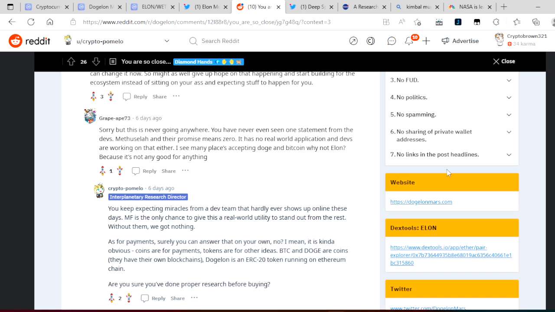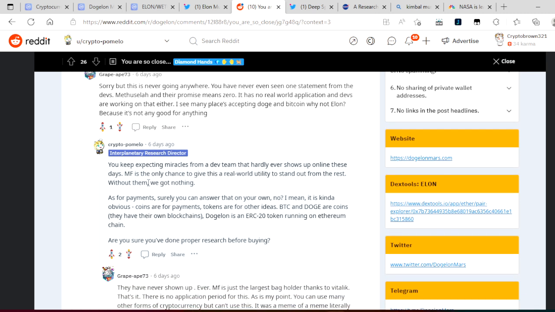Okay. Now, as you hear here, he says, sorry, but this is never going anywhere. And I'm reading this because a lot of people have this type of doubt. You have never seen one statement from the devs, Methuselah, and their promise means zero. It has no real-world application, and devs are not working on that either. I see many places accepting Doge and Bitcoin. Why not Elon? Because it's not any good for anything. And here, Crypto Palmelo: you keep expecting miracles from a dev team that hardly ever shows up online these days.